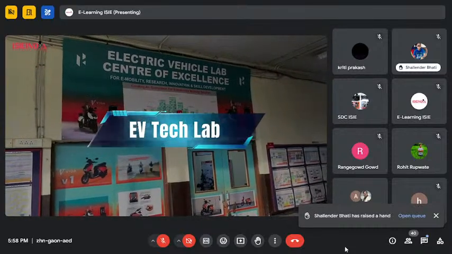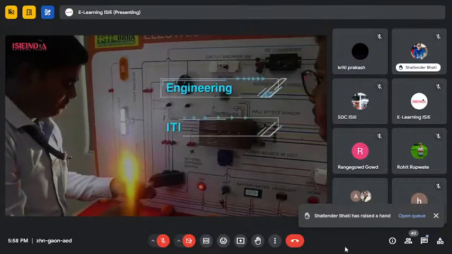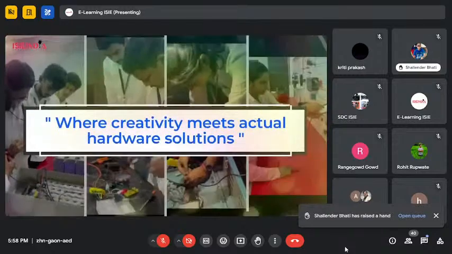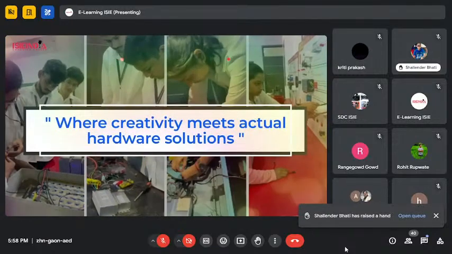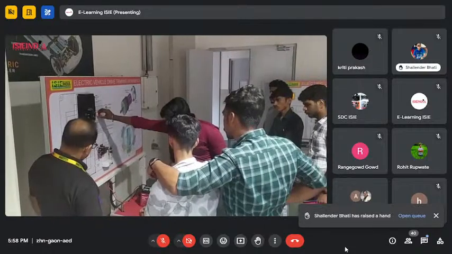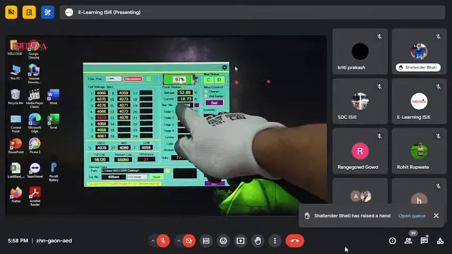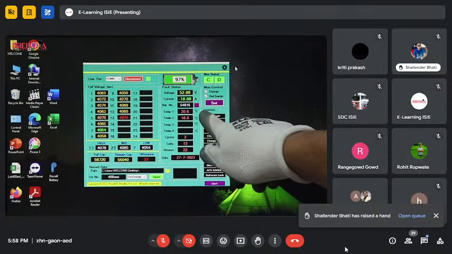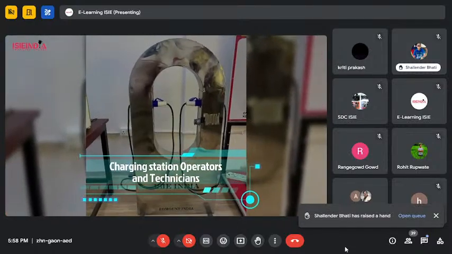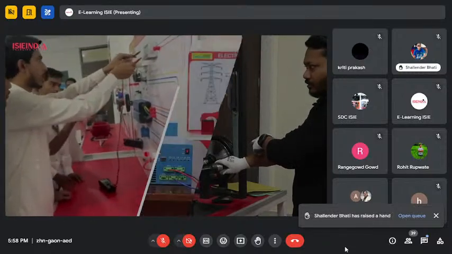EV Tech Lab. It's a high-tech lab designed for students studying engineering, ITI, and polytechnic students getting job training. Think of it as a space where creativity meets actual hardware solutions. People here get to dive deep into the physical parts that make an electric vehicle work. This model is also helping our partners with community skilling for various job roles such as electric vehicle technician, vehicle assembly operator, charging station operator and technician, and workforce for electric vehicle powertrain, battery and BMS maintenance, etc.